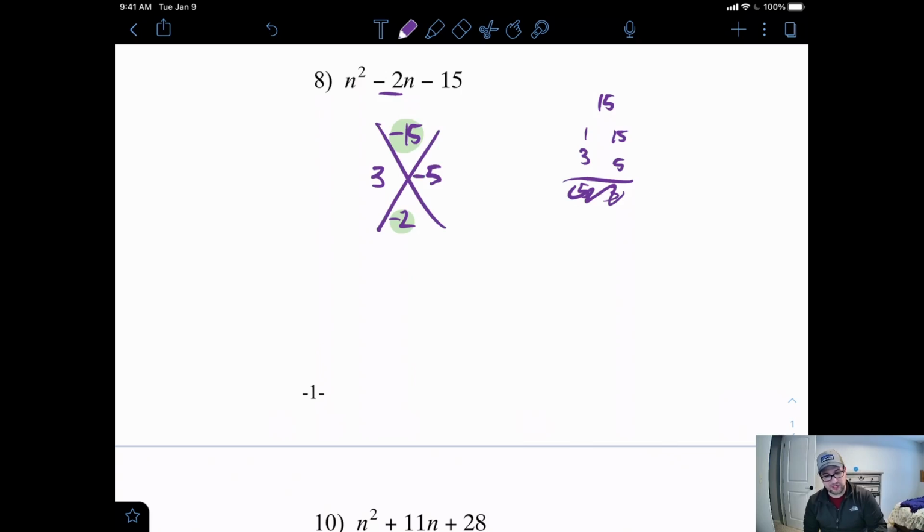So, check it out. You can always check your work. Does 3 times negative 5 equal negative 15? Yes is our answer. 3 plus negative 5 equal negative 2? Absolutely. So my final answer here, we're talking about n's, n, that's a positive 3, so plus 3, and n minus 5.